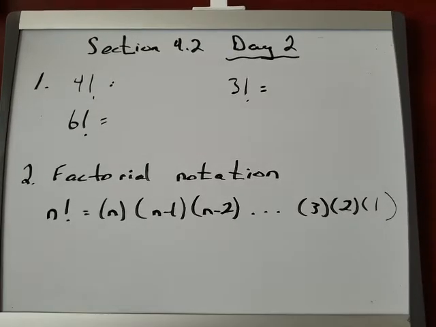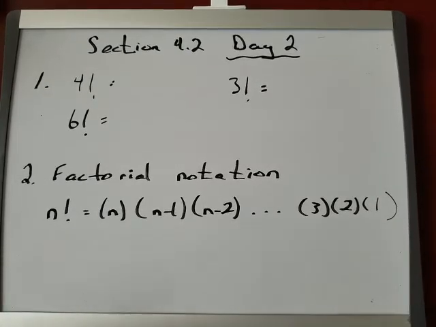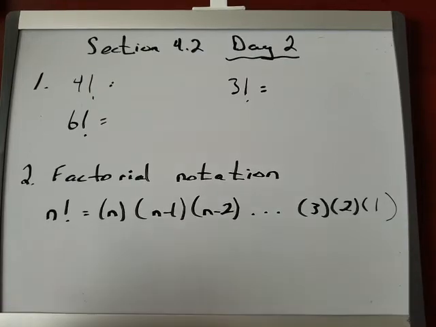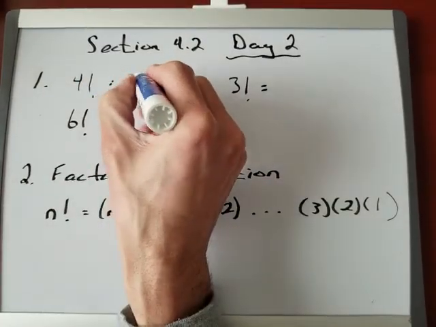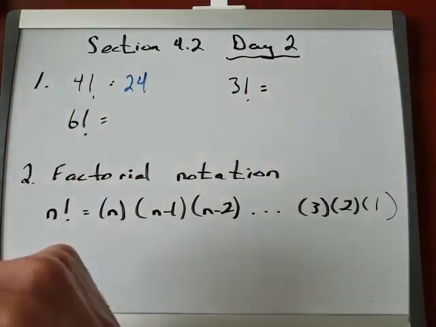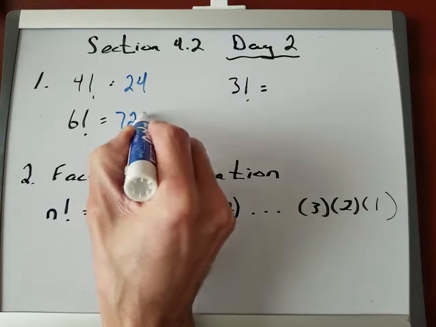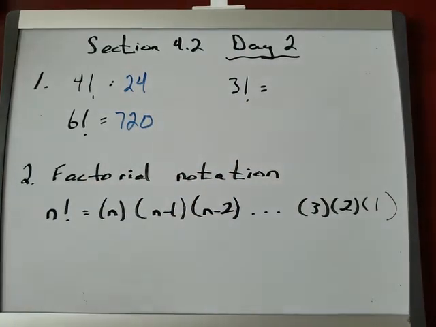Section 4.2, Day 2. In our previous lesson, we learned something brand new that probably mathematically you've never seen before, and it's called the factorial. And it's technically a very, very easy idea to use. You simply find the button on your calculator, and for 4 factorial, you type it in, and you see a nice sweet 24. You type in 6 factorial, and you see a 720.